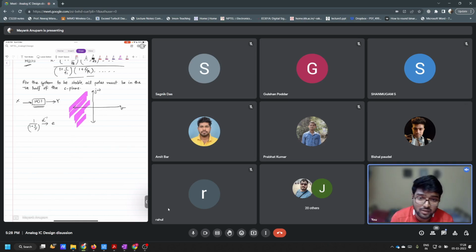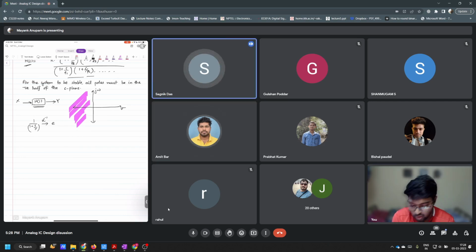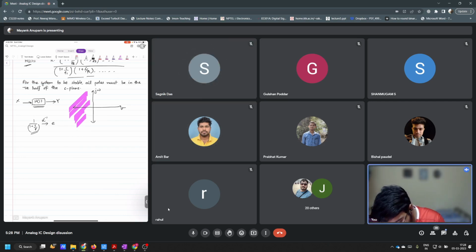Do you know about inverse Laplace? Laplace transform, inverse Laplace transforms? Yes, sir. So only the denominators are present in the exponential, isn't it? There is nothing to do with the numerator. So the numerator will not be present here. Only the denominators are present here.